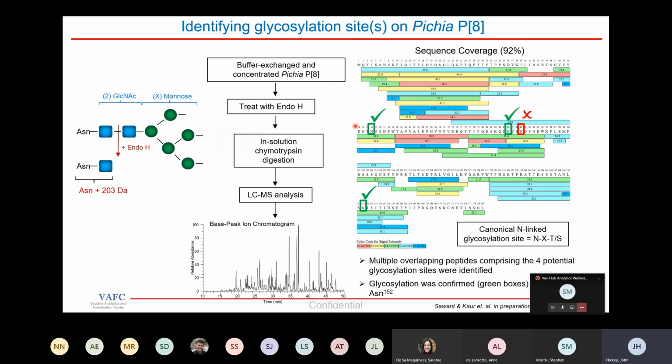So in this slide, I'm showing our endeavors into identifying the glycosylation sites. So we treated the sample with EndoH, which cleaves off the high mannose glycans and just leaves a single GlcNAc residue, which we can easily identify by mass spectrometry. On the right here, I'm showing the sequence coverage. As you can see, we cover the entire molecule. And out of the 4 canonical N-linked glycosylation sites, we identified this +203 Dalton adduct at 3 out of the 4 sites.